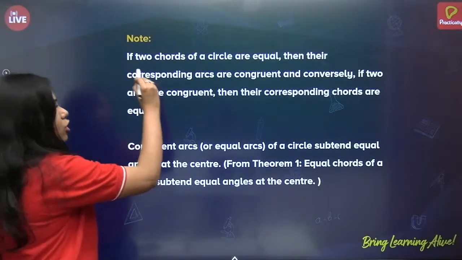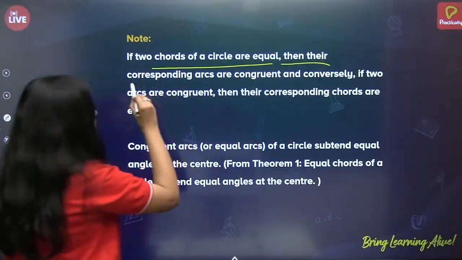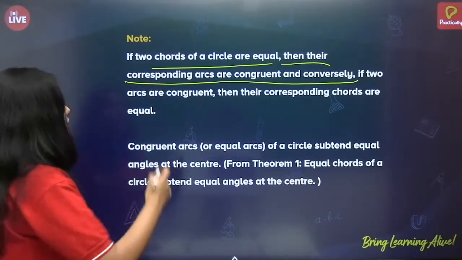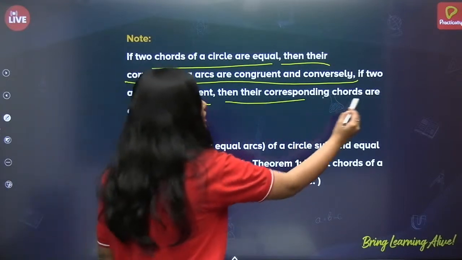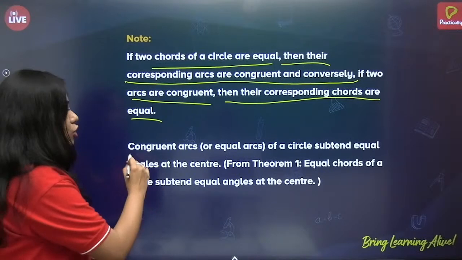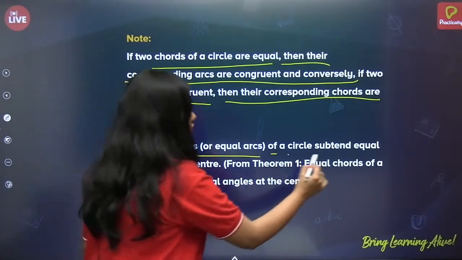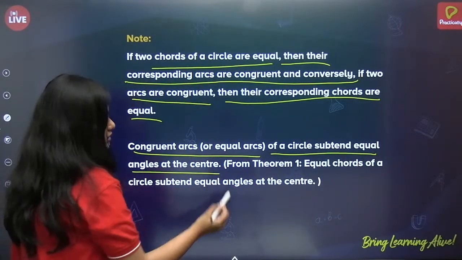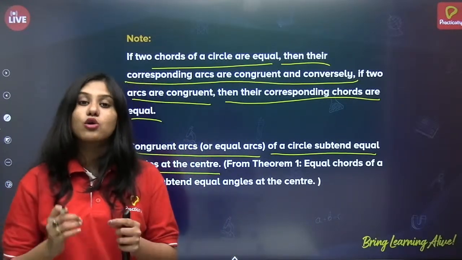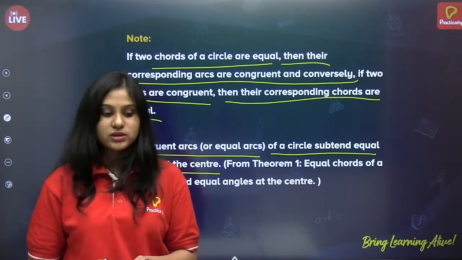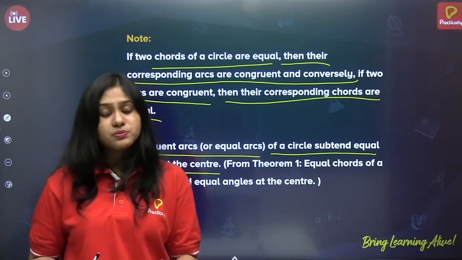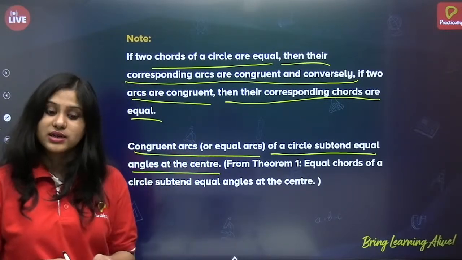So if two chords of a circle are equal, then their corresponding arcs are congruent. And conversely, if two arcs are congruent, then their corresponding chords are equal. Of course, yes. Congruent arcs or equal arcs of a circle subtend equal angles at the center. So we have already seen in theorem 1 that equal chords subtend equal angles at the center. So the same goes for equal arcs. Equal arcs subtend equal angles at the center.